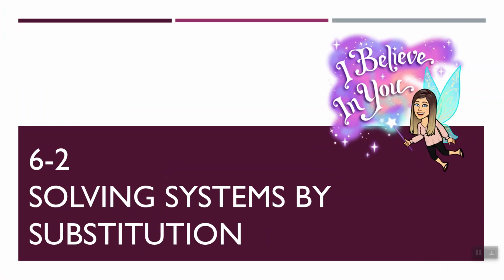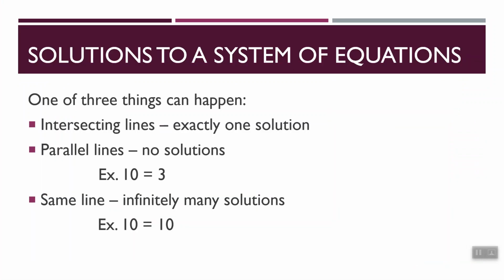Today we're covering section 6.2, solving systems by substitution. So today we're going to learn a new method to solve a system of equations. Remember, when solving a system of equations, one of three things can happen. We can have intersecting lines that give us one solution. We can have parallel lines that give us no solution. Or we can have the same line, which gives us infinitely many solutions.